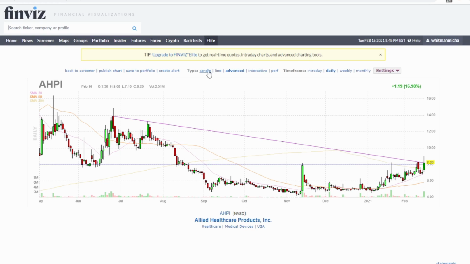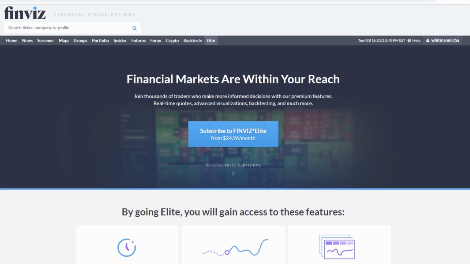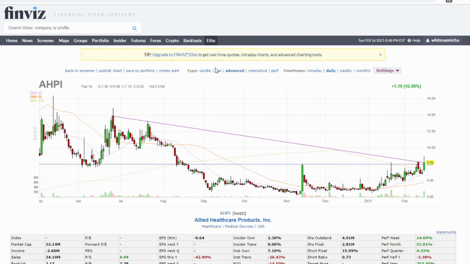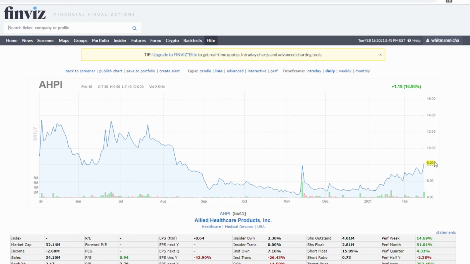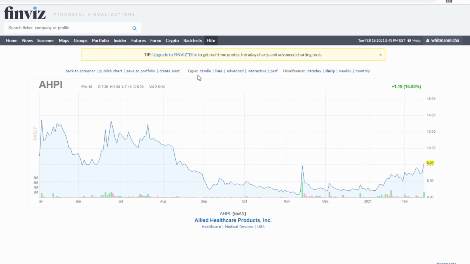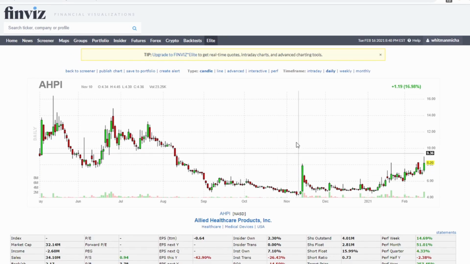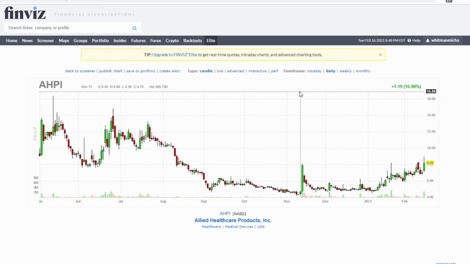You can control what this chart looks like, whether it's a candle, a line, or advanced, or interactive, or perfect. Let's see. Okay, that one you have to pay for. Some of these you have to pay for, but line should be free, yeah. You can see like that, it looks way different. Depends on how you like to trade. I like to use the candle bars because that's how most of us are taught.